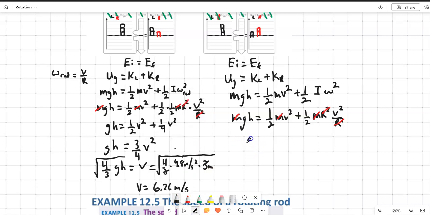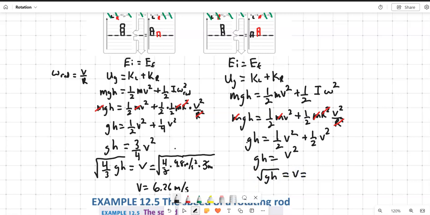So on the left-hand side, we're going to have g times h. On the right-hand side, it's going to be 1/2 v squared plus 1/2 v squared. Okay. G times h is going to be equal to v squared. So square root both sides. And so we're going to get square root of g times h is going to be equal to v.